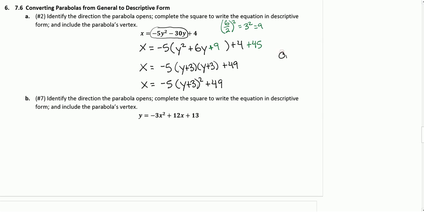This is going to open in the negative x direction. It starts with x equals, so it's opening along the x-axis. It's got a negative 5, so it's in the negative x direction, so it's going to open to the left. So opens left.